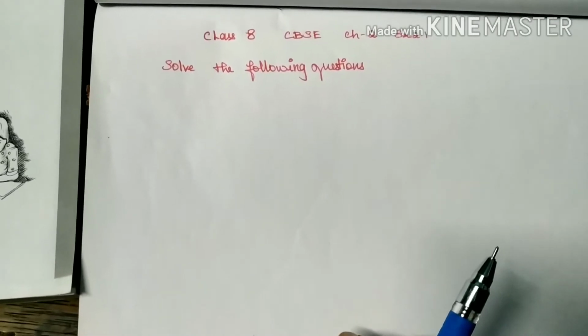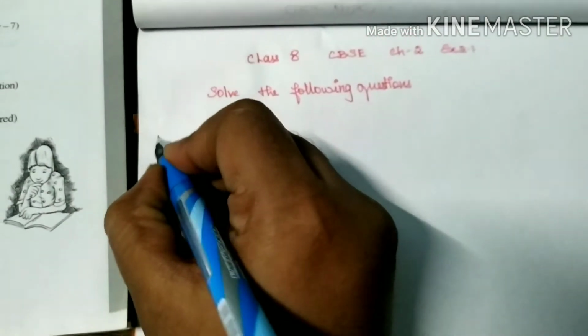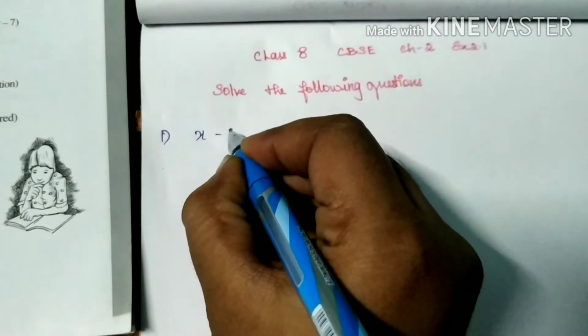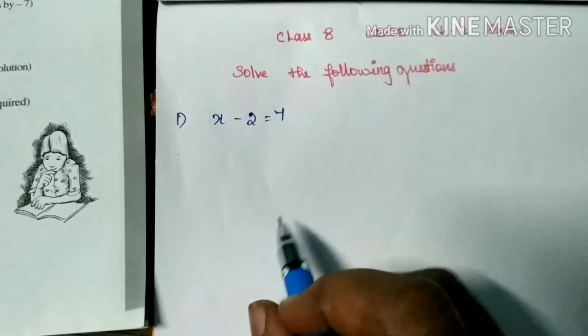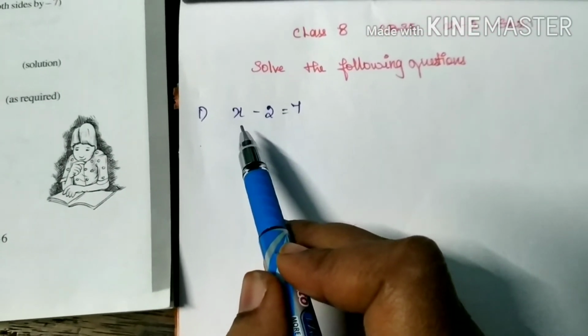CBSE Chapter 2 Exercise 2.1. Solve the following questions. Our first question is x minus 2 is equal to 7. So you have to find the value of x. X is an unknown variable.